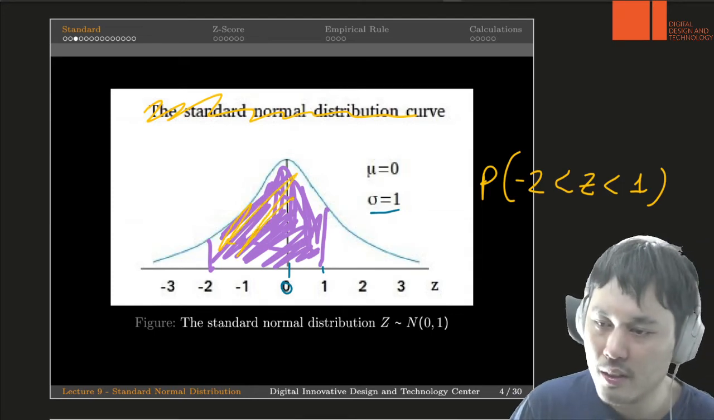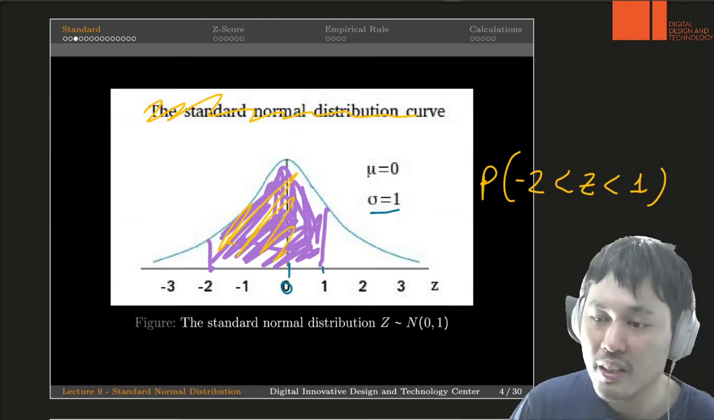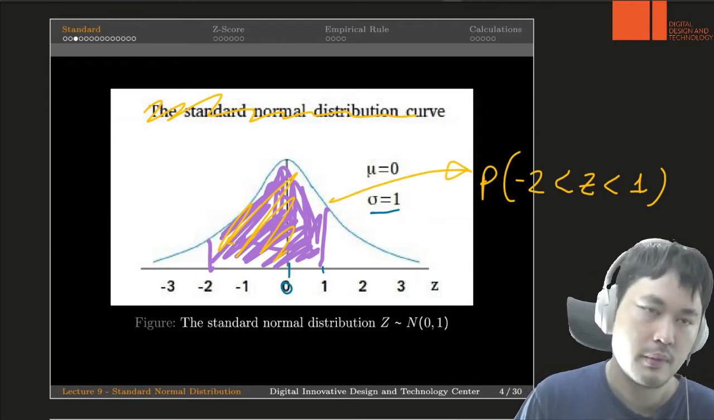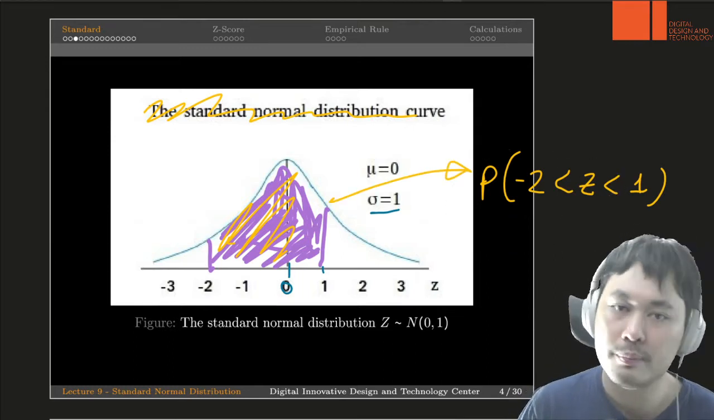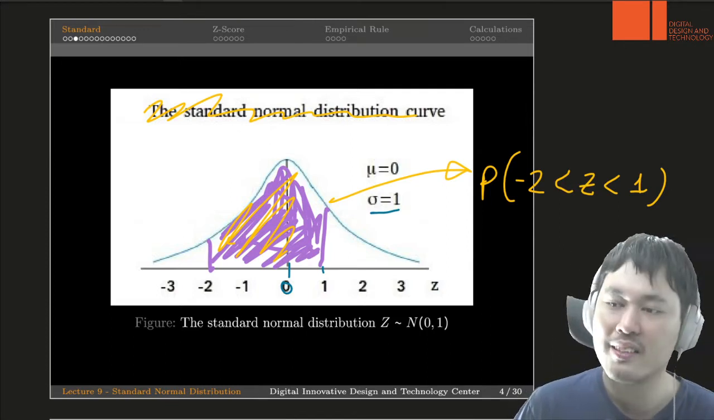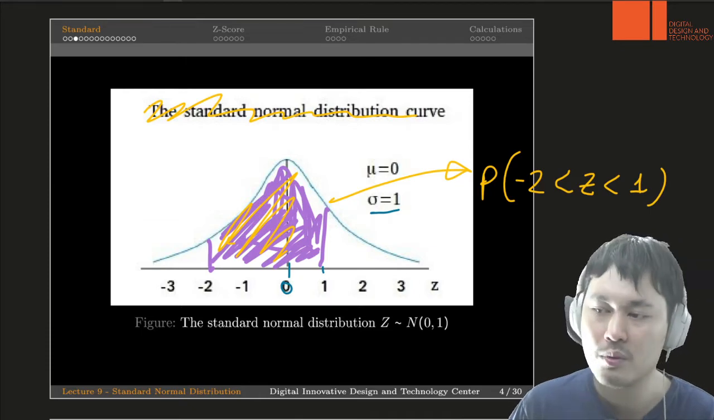But then I use the same color. But anyway, whatever the result is, whatever the area is, that is what the question is asking. The next question is, how can we compute that? The answer is no, you can't. That's why you need to use some tools.